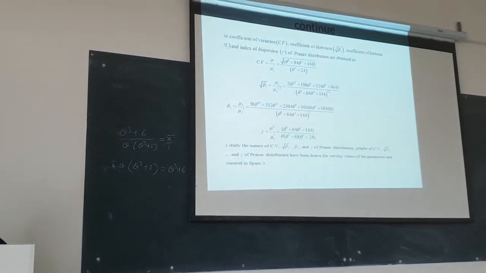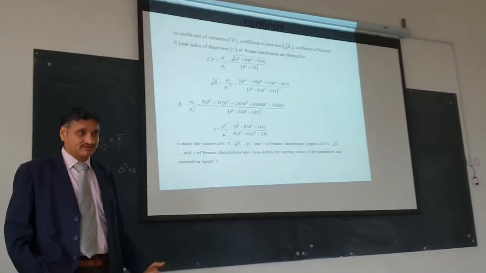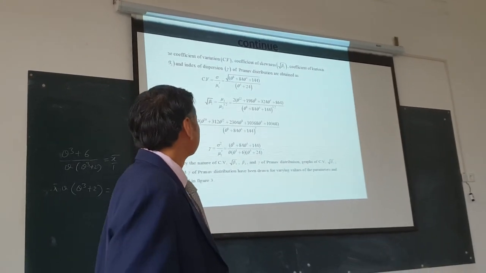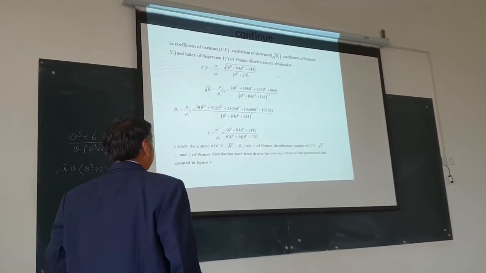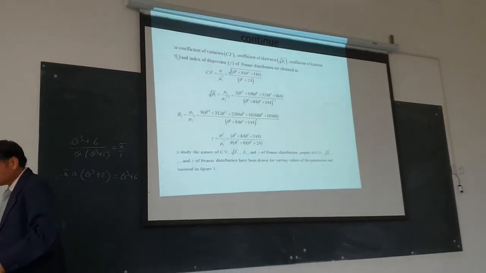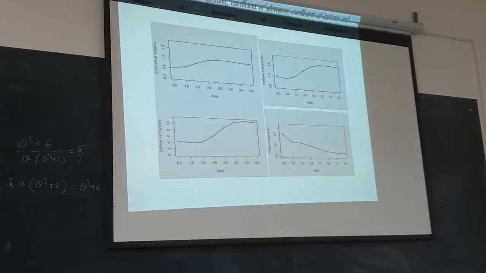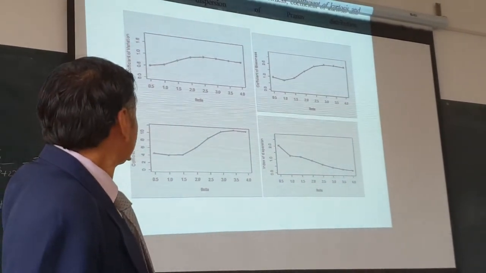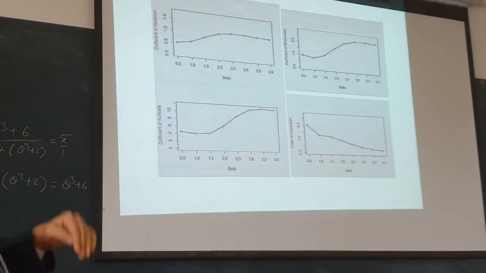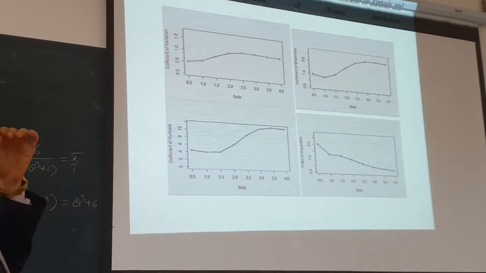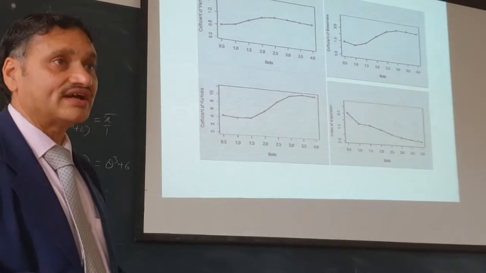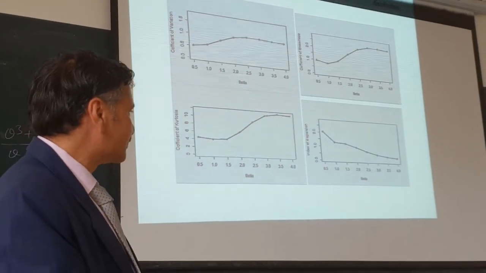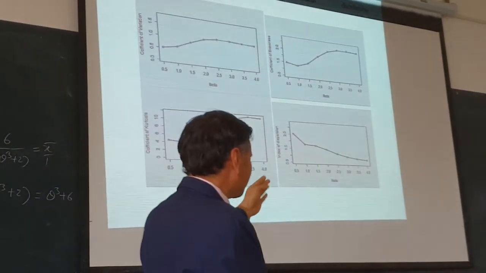Other measures are skewness, kurtosis, and index of dispersion, which are also derived. We have derived the coefficient of variation and checked it. You can locate this behavior with the help of this graph. It shows how the coefficient of variation, coefficient of skewness, coefficient of kurtosis, and index of dispersion behave. The index of dispersion is decreasing with regard to the value of the parameter.